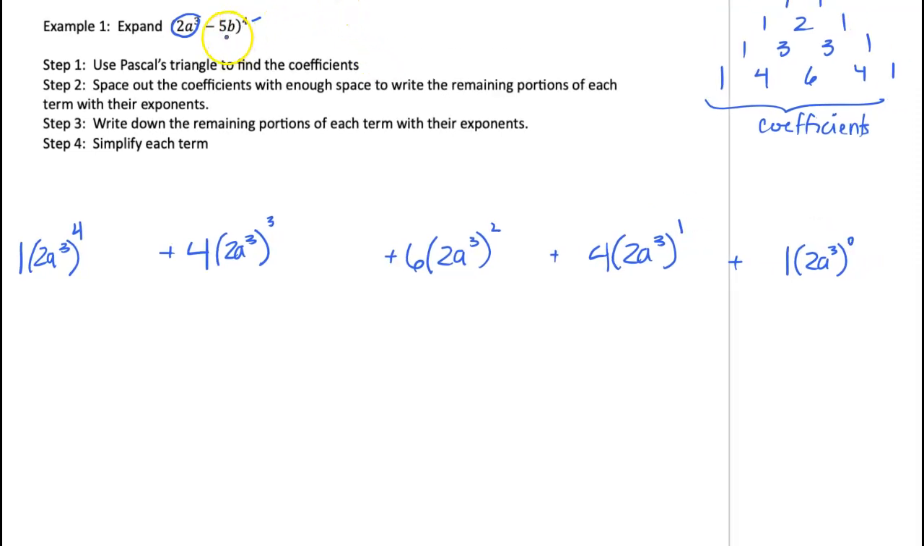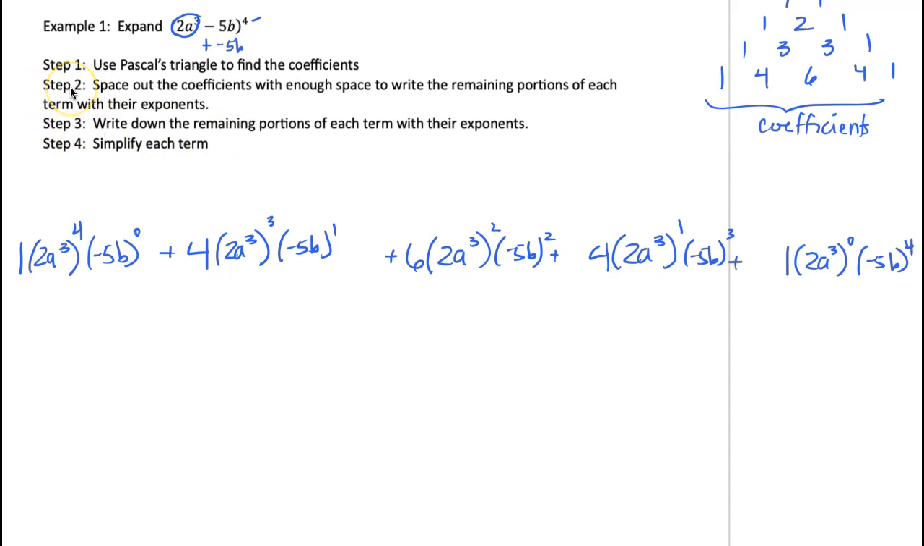I'm going to go then and follow along with, I'm going to write this as a plus negative 5b, so I'm going to take that negative with a 5. And I'm going to take negative 5b to the 0 power and then work my way up. Negative 5b to the first, negative 5b to the second, negative 5b to the third, and negative 5b to the fourth. So we actually just did step 2 and step 3.